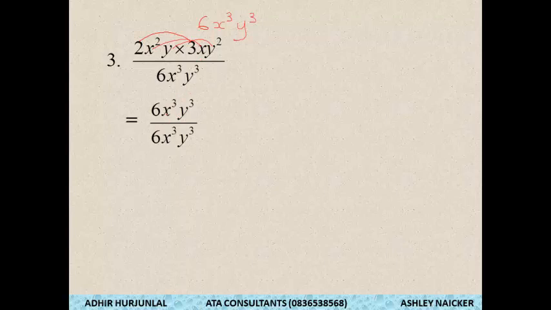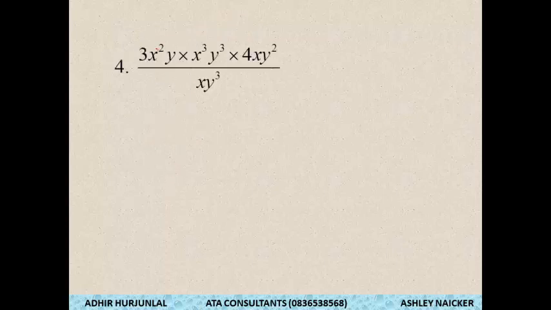Without going any further or applying any other rules, the numerator and the denominator are exactly the same. And therefore, your answer here is equal to 1. Now, some of you might have went and used another rule, but for others, simply cancel everything off.